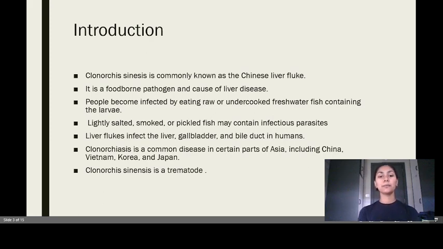It is a foodborne pathogen and a cause of liver disease. People become infected by eating raw or uncooked freshwater fish containing the larva. Lightly salted, smoked, or pickled fish may contain the infectious parasite. It mostly infects your liver, gallbladder, and bile ducts. It is common in Asia, including China, Vietnam, Korea, and Japan.